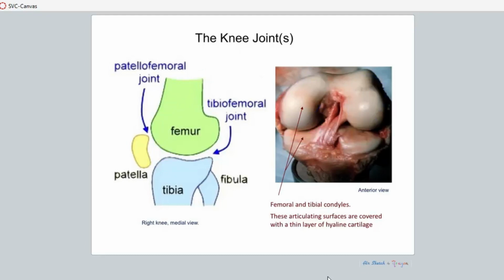And what I want to point out here is that these articulating surfaces are lined with articular cartilage. You think you're seeing the bone there, which you are kind of through it, but this is all lined with articular cartilage, with hyaline cartilage that prevents bone-to-bone contact at the knee and other synovial joints.